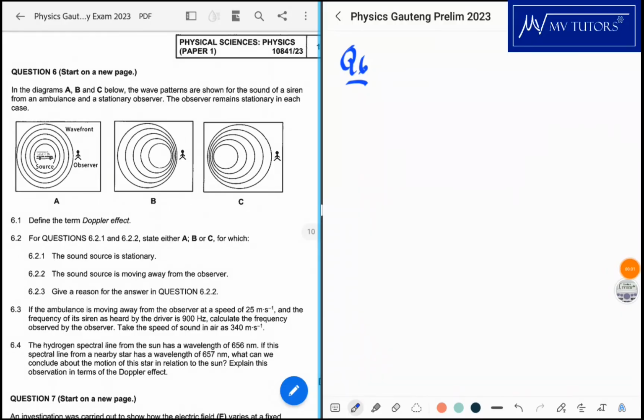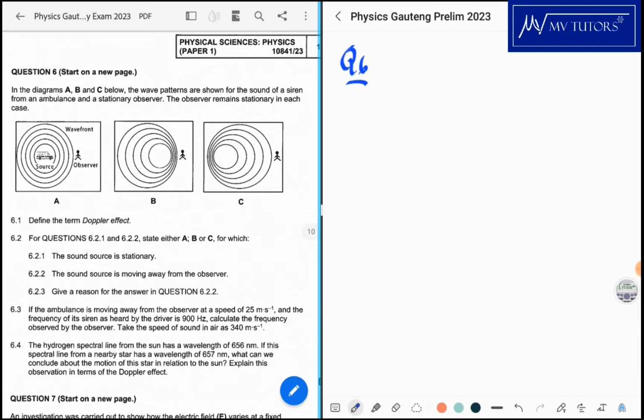Question 6. In the diagrams A, B, and C below, the wave patterns are shown for the sound of a siren from an ambulance and a stationary observer. The observer remains stationary in each case. Now you can see for A, we have the source of the sound and the observer there, and the lines are flowing out equally. That tells you that both the source and the observer are stationary.